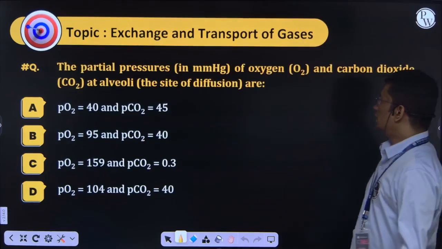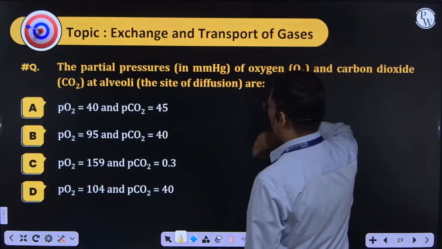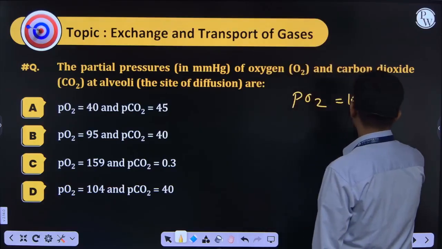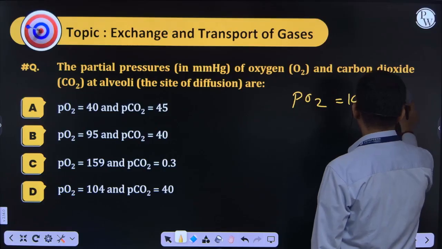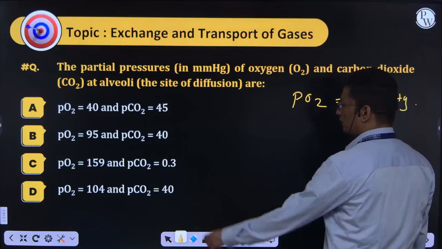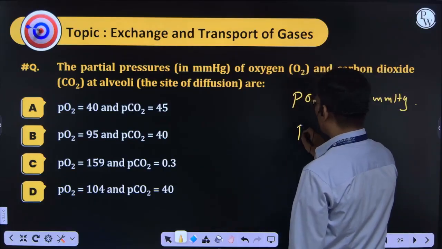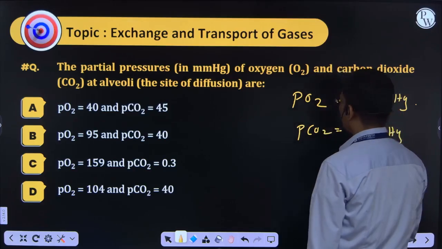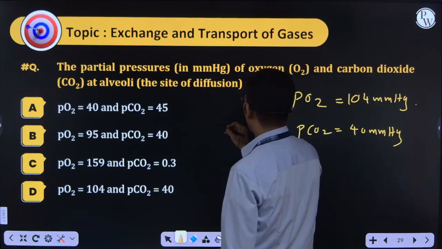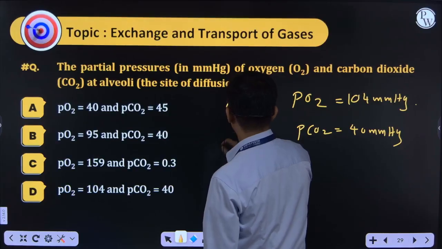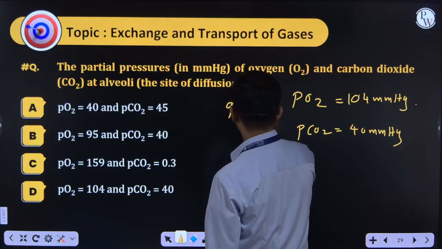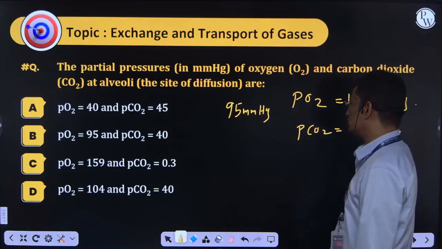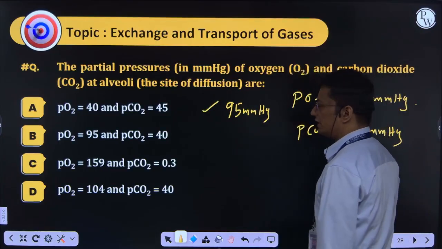Partial pressure of oxygen and carbon dioxide at alveoli. Partial pressure of oxygen is 104 mmHg. So this is the partial pressure of oxygen at alveoli. In atmosphere, 159. Partial pressure of carbon dioxide is 40 mmHg. Partial pressure of oxygen in the aorta and pulmonary veins will be 95 mmHg. Pulmonary vein contains oxygenated blood, aorta also contains oxygenated blood, arteries also contain it. So in all these it will be 95 mmHg.